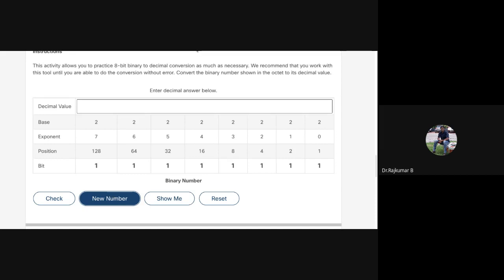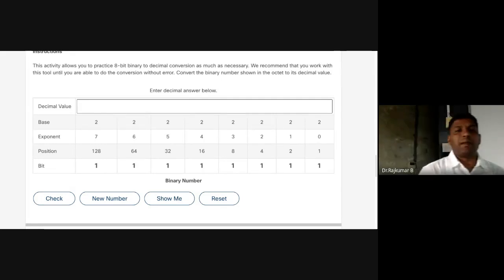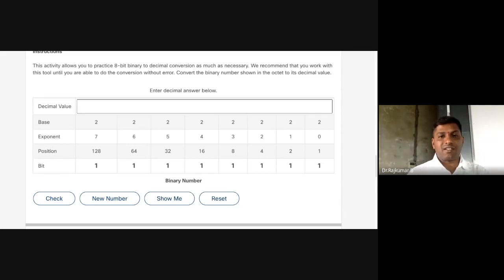So now let's go with another number. Now see what is the value of this? All ones. You need to add 128 plus 64 plus 32 plus 16 plus 8 plus 4, 2, and 1. Exactly, 255. We used to call this a broadcast address. So let us go with another number and then we go to the next topic.